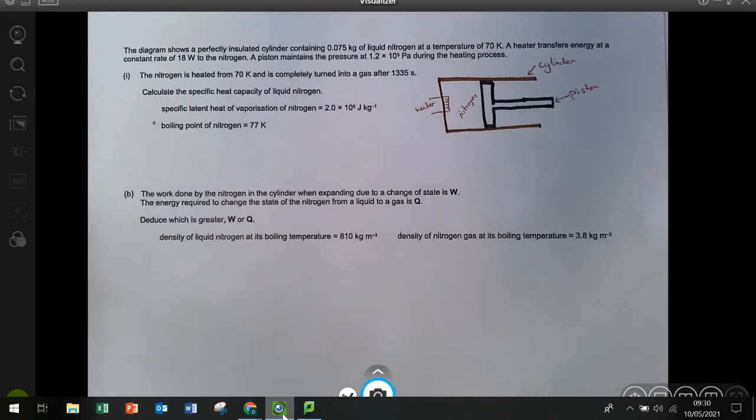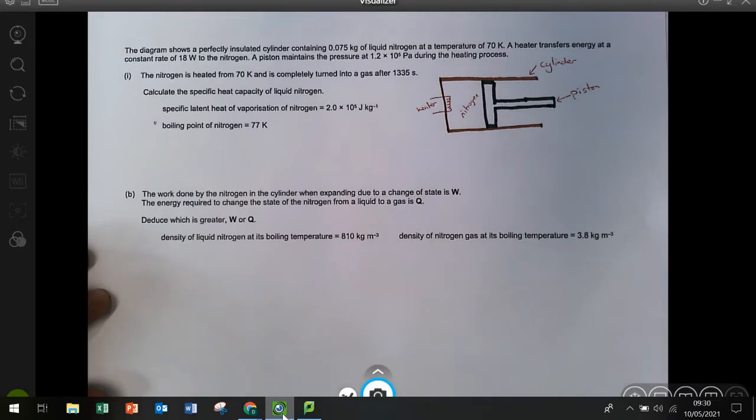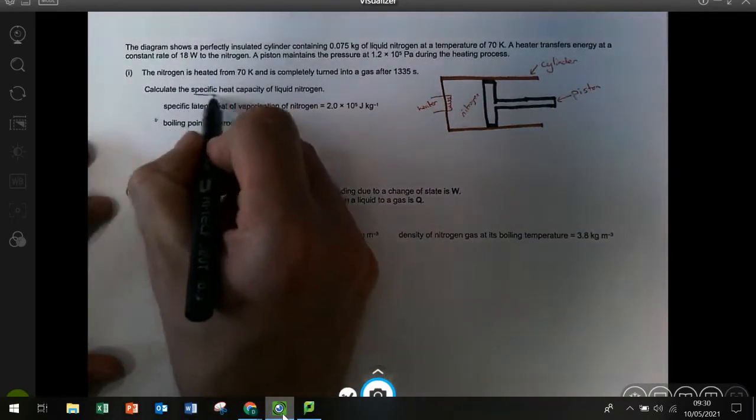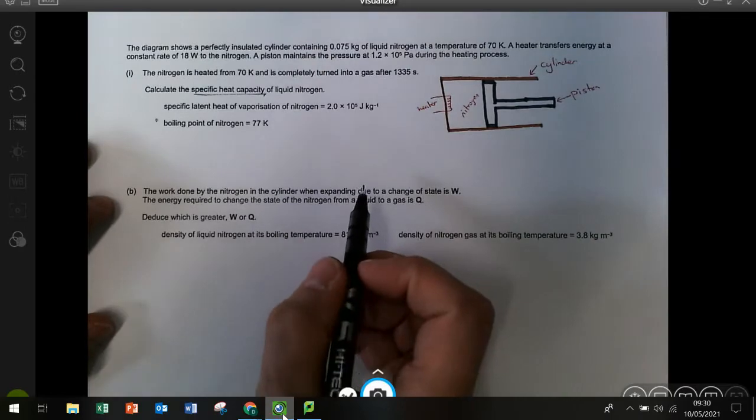We are going to look at a challenging thermal physics question for year 13 physics. Pause the video now and try both parts of this question. Part A asks to find the specific heat capacity of liquid nitrogen.